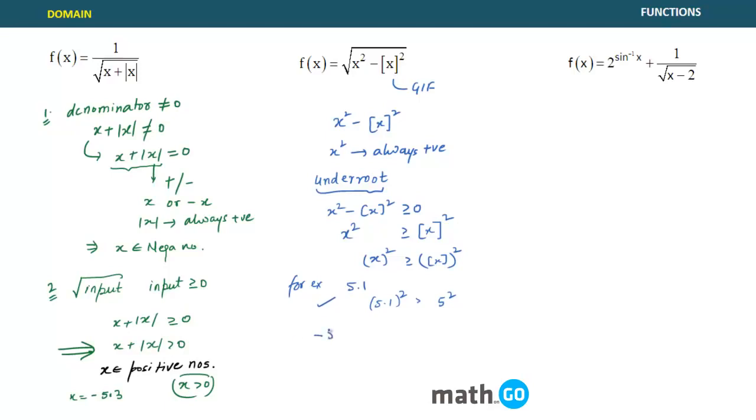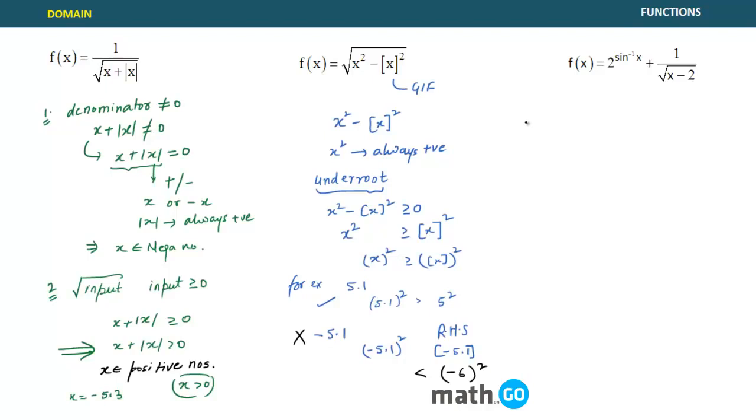Now let's take minus 5.1. So this will become minus 5.1 square. But for the RHS, what is the GIF of minus 5.1? Can you people tell me? Yes, the GIF of minus 5.1 is not minus 5, it is actually minus 6. Please revise this, this is very important. So this will become minus 6 square. Now this time round this will become greater, so that means this will not satisfy. So minus 5.1 is not in the answer.